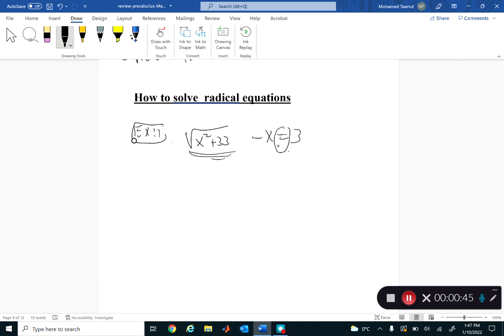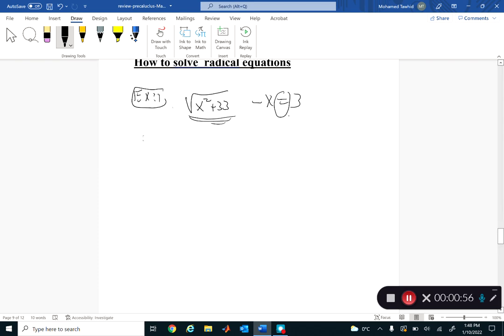Here I'm going to leave the radical term on one side and all other terms on the other side. Why? I'm going to explain. This one is the radical term, right? So I leave that on the left-hand side: the square root of x squared plus 33. On the other side you have the constant term, which we call the normal term, the non-radical term. So I take that to the other side. I collect non-radical terms on the other side. So you have 3, and when I take negative x to the other side, you have plus x.